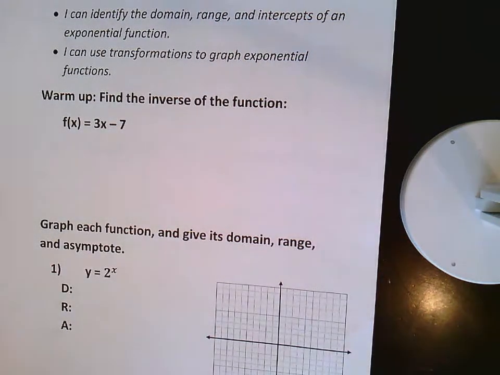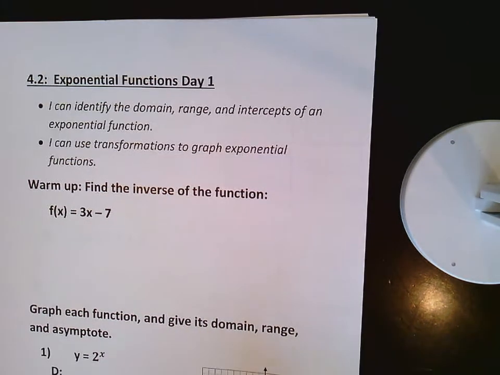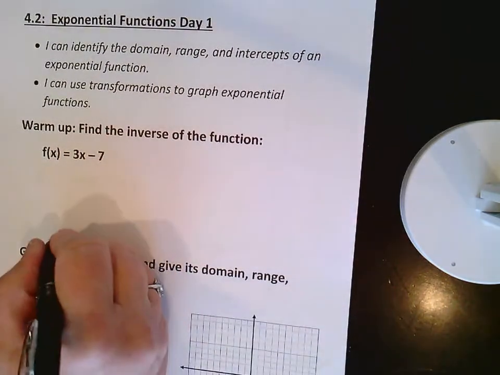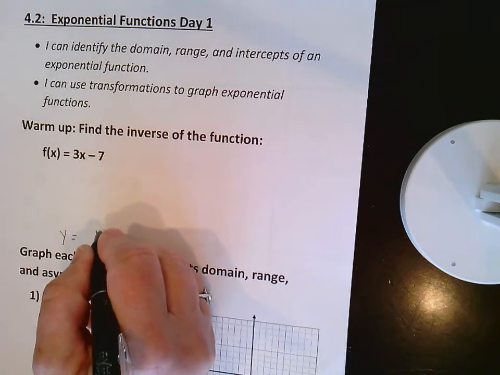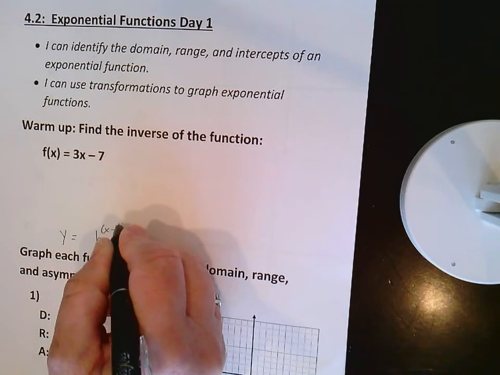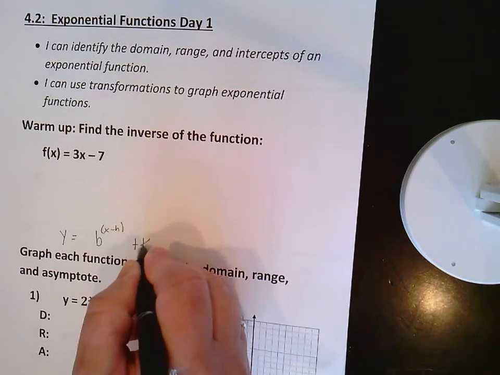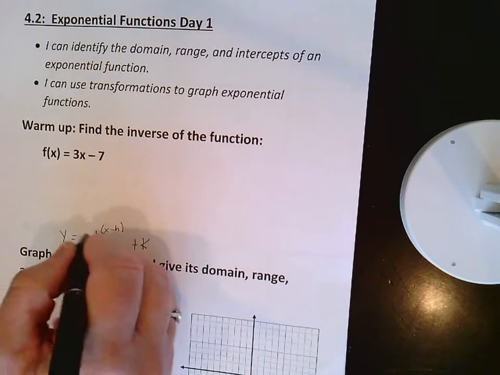Okay, today we're talking about exponential functions. And there's a general form, and it looks like this. It's going to look like y equals b to the x minus h plus k. Okay. And here are all the different things that affect it.